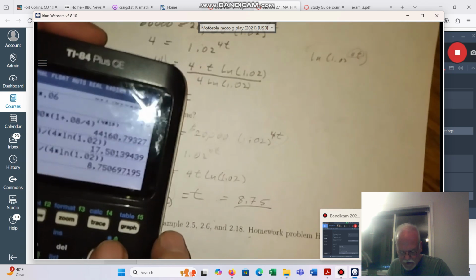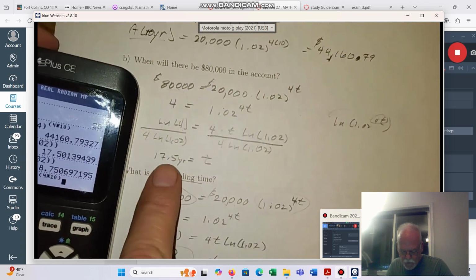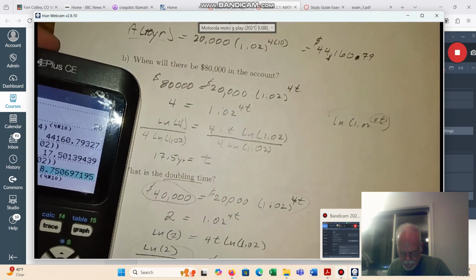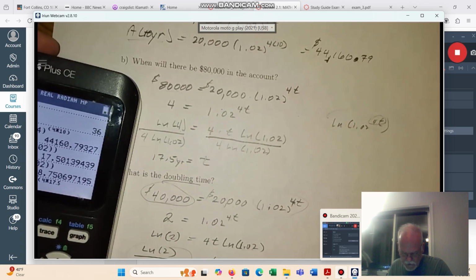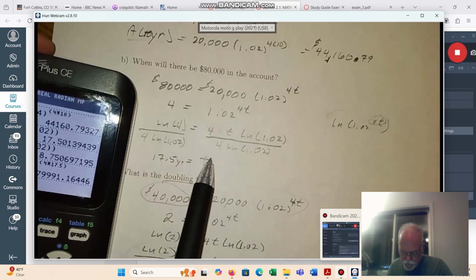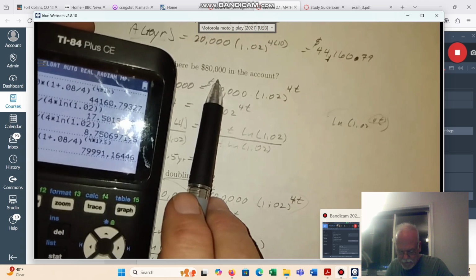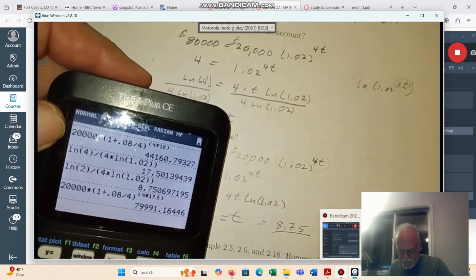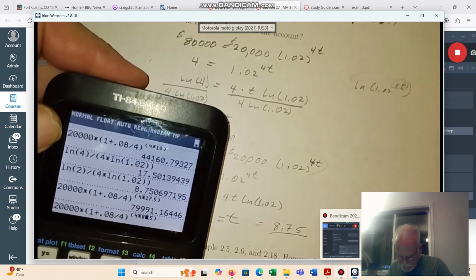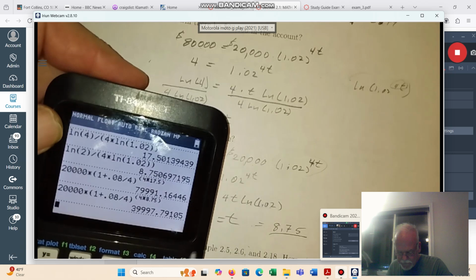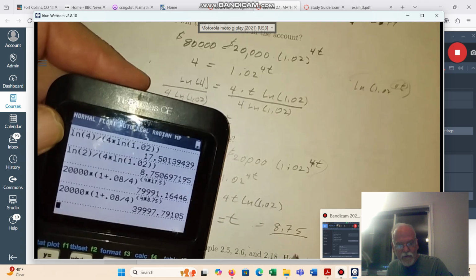Since this has this already built in, I can check this one and type in 17.5 for the years. 17.5, close the parentheses, and I've got really, really close to the $80,000: $79,901. And then I'll check my 8.75 and make sure that I have double that amount. 8.75 there, and I have nearly $40,000, within $2 of that. So that's a good time for the round off.